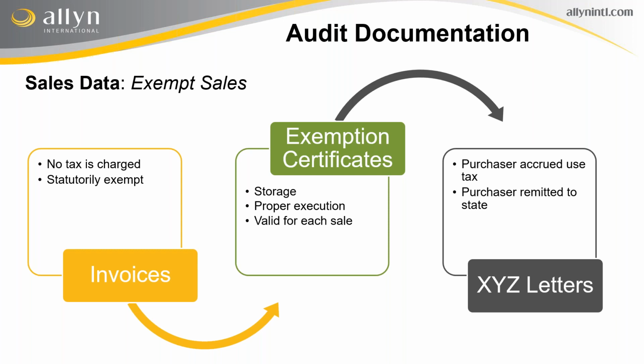So let's say you're missing a certificate for an exempt customer and you've reached out to them. An alternate option, what you might be able to do is to request what's called an XYZ letter. And an XYZ letter is just a form or a letter which states that the purchaser has accrued and remitted use tax directly to the state on this transaction.